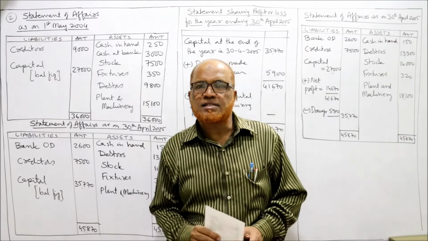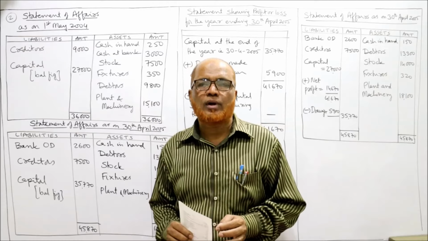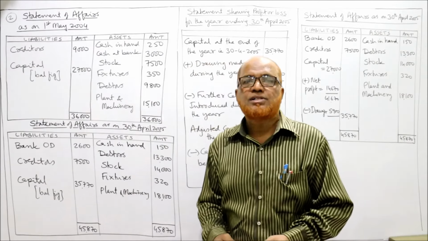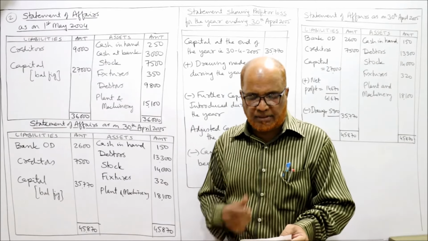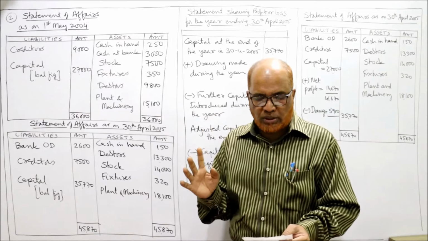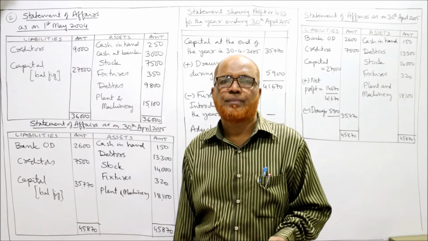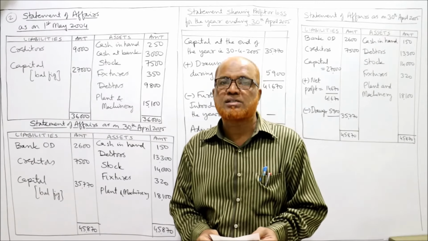Come on students, now we'll start the next problem on accounts from incomplete records. Already one main problem we have done. Now we'll start the second problem. See the problem number 2. Jones keeps his books by single entry method. On 1st May 2004, his financial position was as follows. 1st May 2004 is the beginning of the year on which the financial position is given.